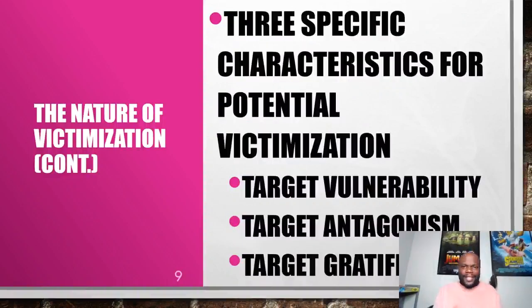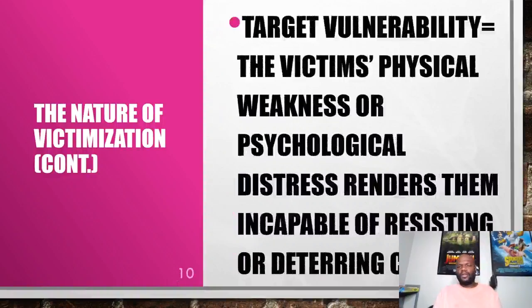Now, there are 3 specific characteristics for potential victimization, and this is very, very important. We have target vulnerability, target antagonism, and target gratifiability. I know this might feel like I'm going quickly here, but I'm going to go into the next slide, and we're going to break down all 3 of these, all right? So here's our first one. Let's talk about target vulnerability.